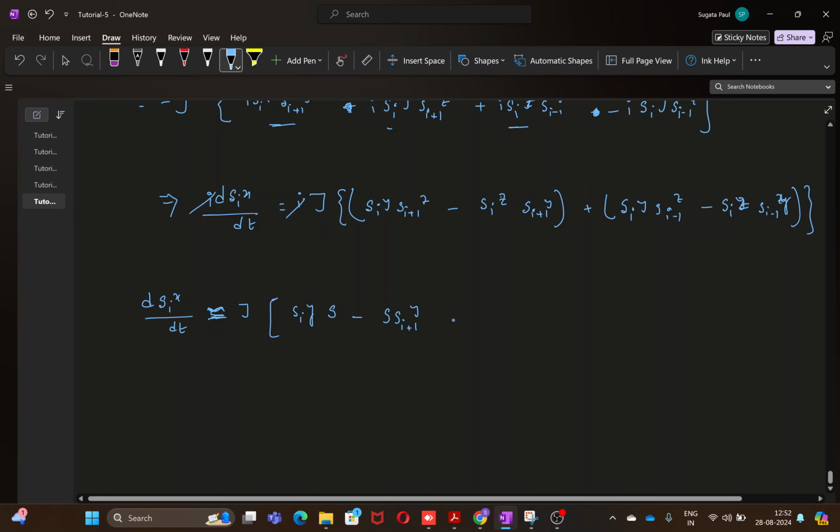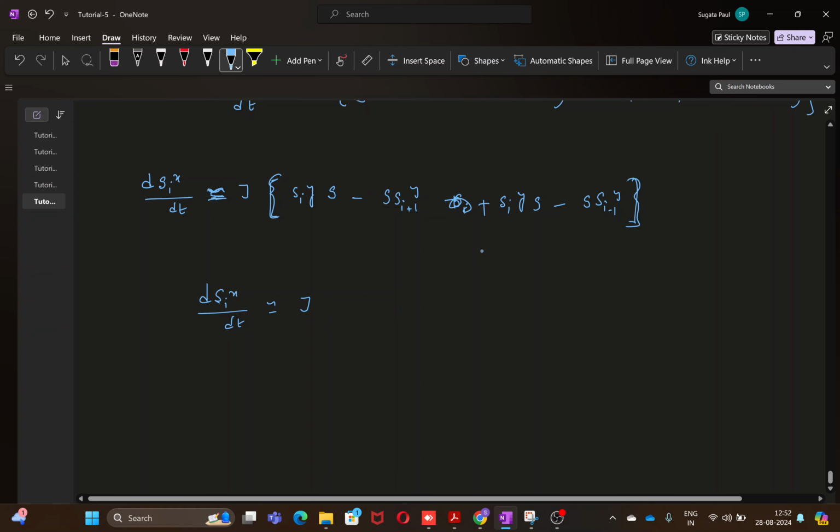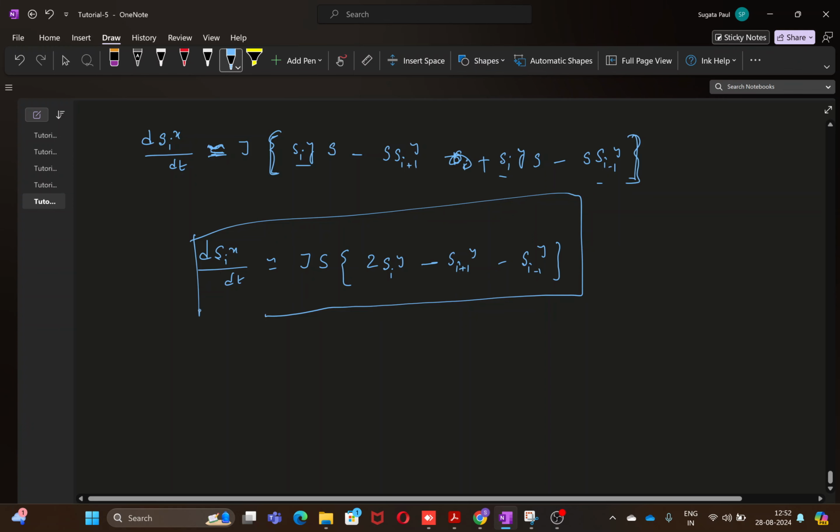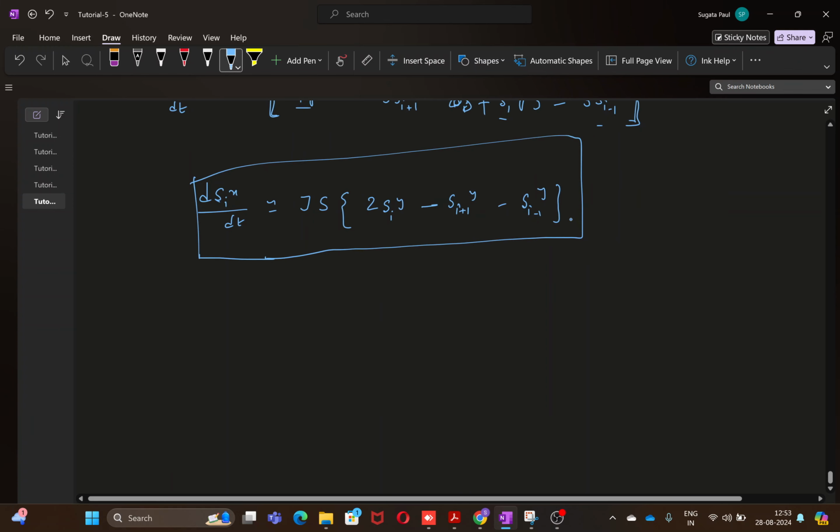So just use a separate bracket so that you don't confuse it with the commutator bracket again. So all the z components, irrespective of if it is i plus 1 or i minus 1 spin, all the z component values are nearly equal to s. Now simplifying it further, you have dsix dt nearly equal to j, and s will be taken common, and then you have 2 si y minus a single si plus 1 y minus another single si minus 1 y. Okay, so this is one thing. Let's say we mark it as equation number 1.